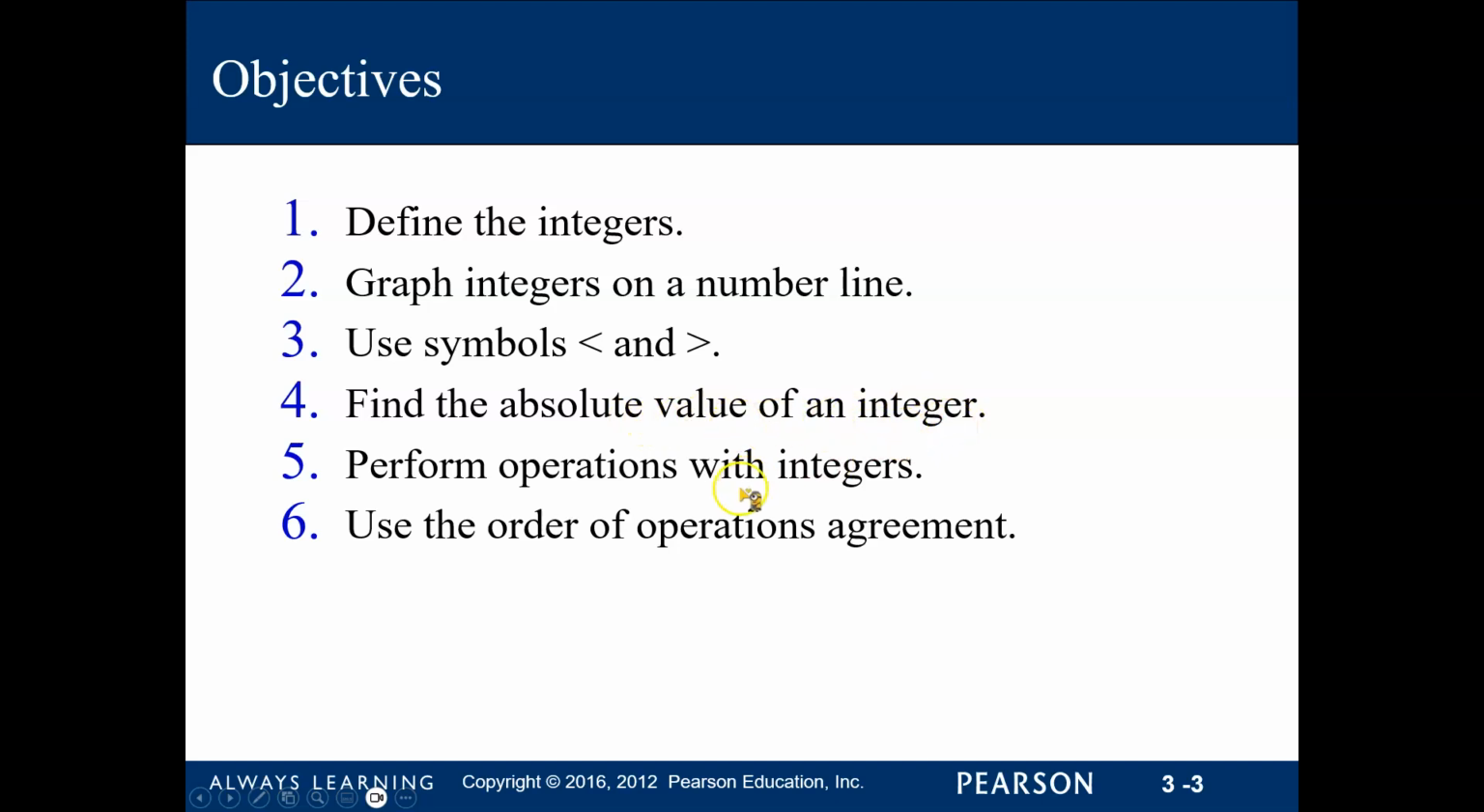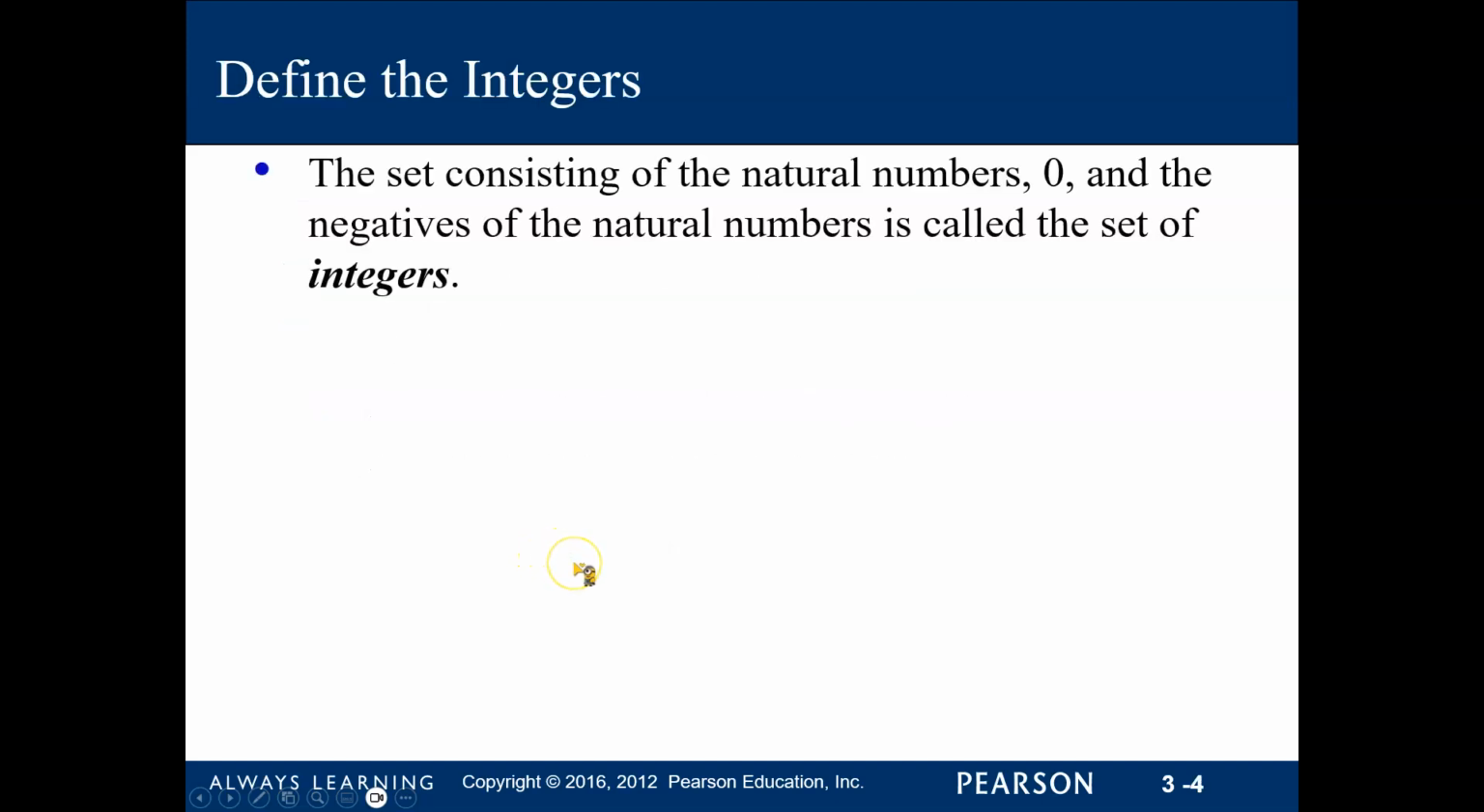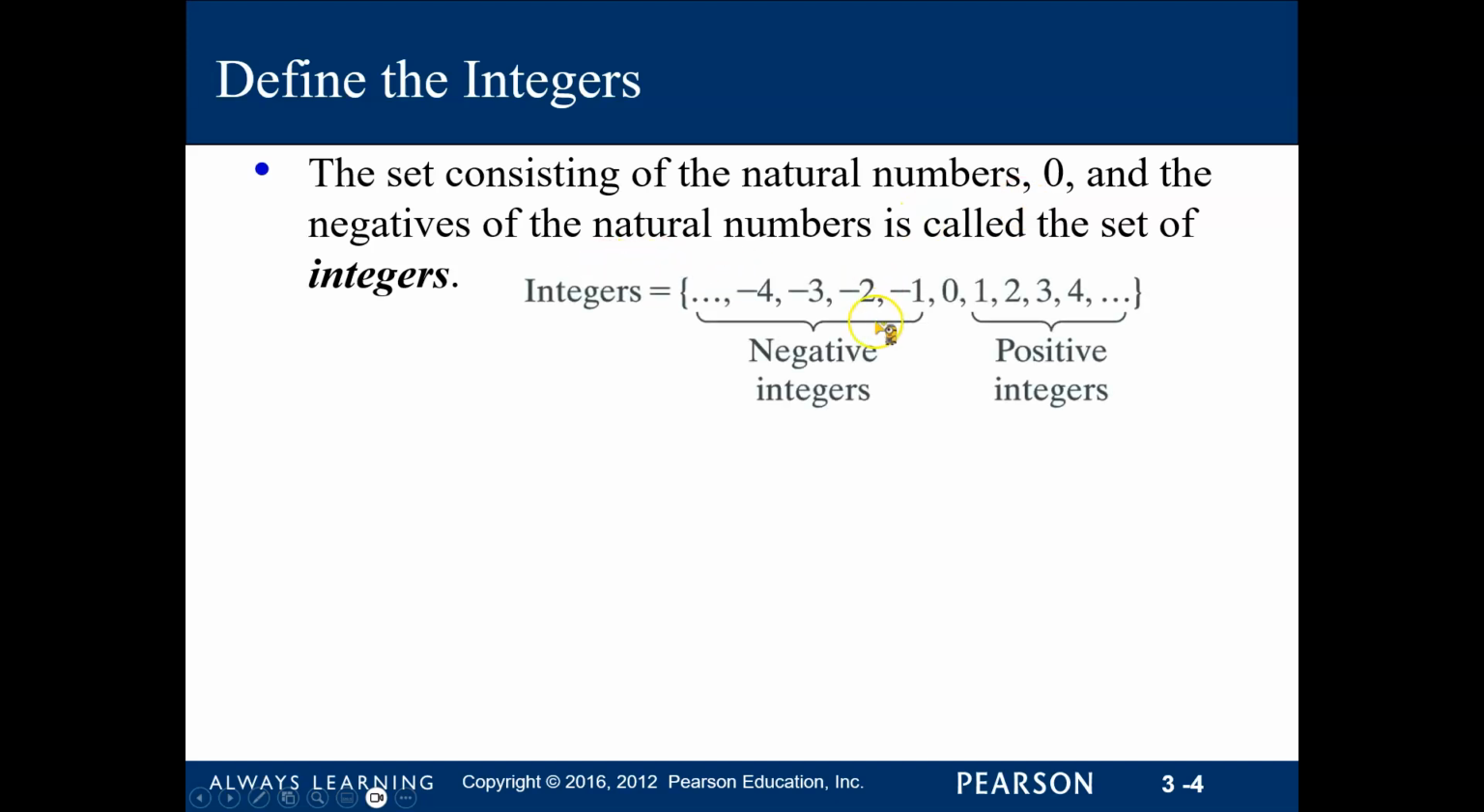Also, we will be working on the operations involving integers, and if ever there are multiple operations, we will also follow the order of operations agreement. So what are integers? The integers consist of the natural numbers, 0, and the negative versions of the natural numbers. Basically, these are your natural numbers, which are your positive integers. The negative versions of them are negative integers, and then of course 0 right there in the middle.